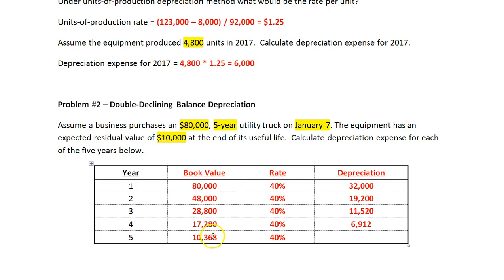Now remember, we can't go below the residual value here. This is why we're going to have to reject this 40% rate. If you do the math, it's going to be depreciated by too much. So we have to reject the rate because we can't depreciate this asset below its residual value. So we're going to have this book value minus the 10,000. If we take this number right here minus the 10,000, you get 368. That's the most we can depreciate the asset for, because we cannot depreciate it below its residual value.